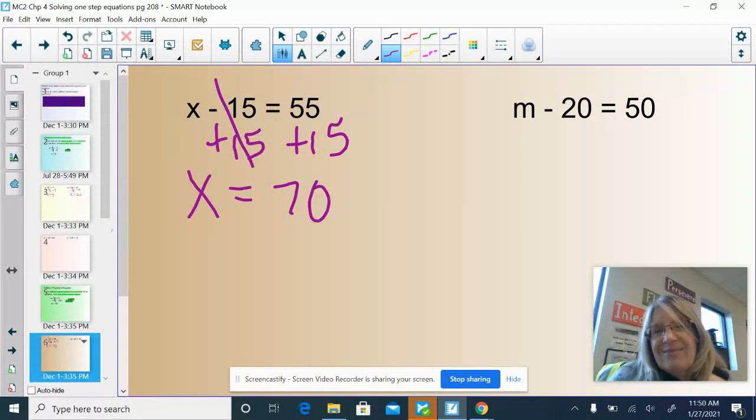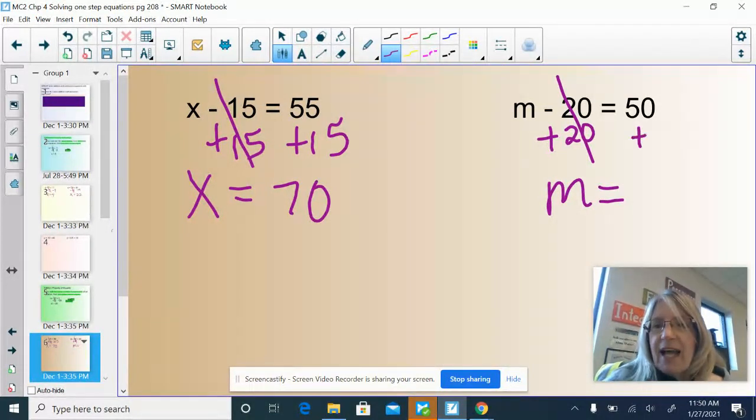Next one. What's happening to the m? It has a 20 being subtracted from it. You want to undo it to get m alone. If 20 is being subtracted on the left, I want to add 20 to undo it. Now negative 20 plus 20 is 0, so now we have m alone. But if I add 20 on the left, I have to add 20 on the right, we have 70.